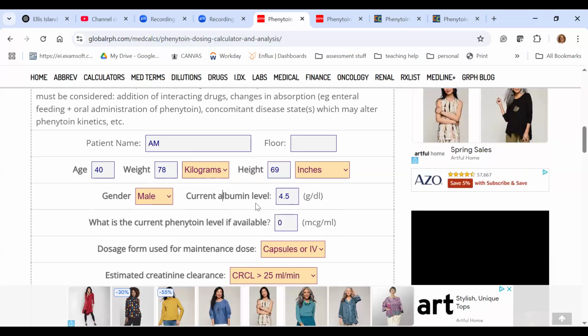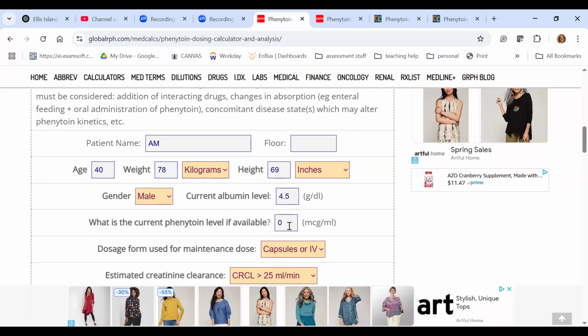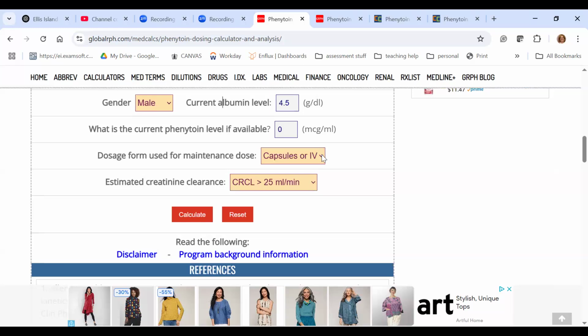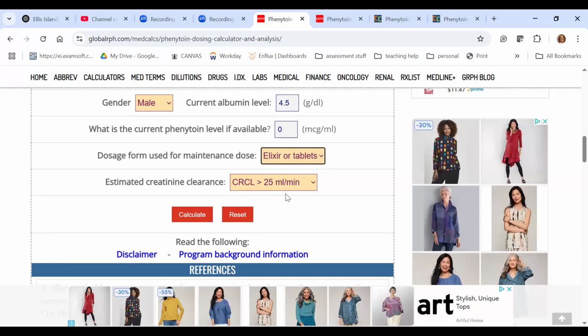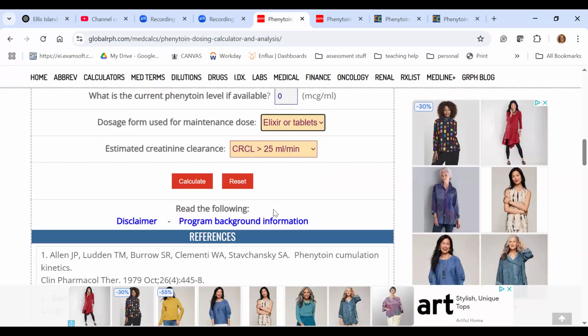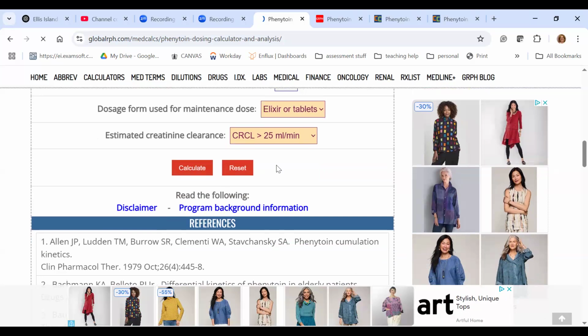A male, his current albumin level is normal as far as we know. We don't have that information, but if we did, we would put it in, and that's something certainly we need to know. And as far as we know, he doesn't have any phenytoin in his system right now, so his phenytoin level is 0. And we're not giving IV or capsules. We're going to give tablets. And as far as we know, his renal function is good, which is also important because of binding. So then we just hit calculate.